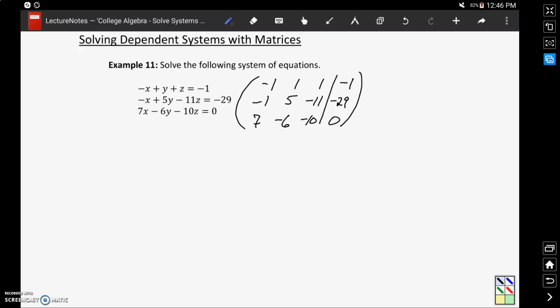I've already translated our system of equations in example 11 into an augmented matrix. Again, we can see that we need to start off by turning that value in row 1, column 1 into a positive 1. So in order to do that, we'll update row 1 by taking negative 1 times all of those values in row 1. Our values in rows 2 and 3 will stay unchanged for now.